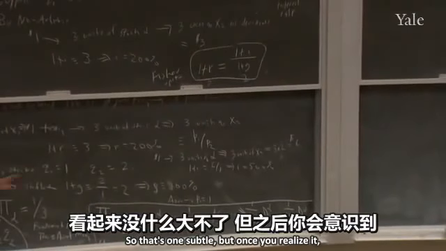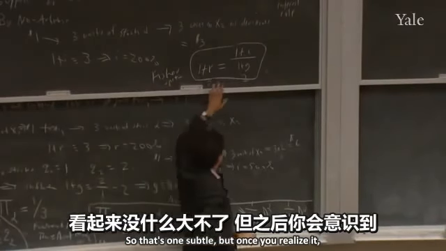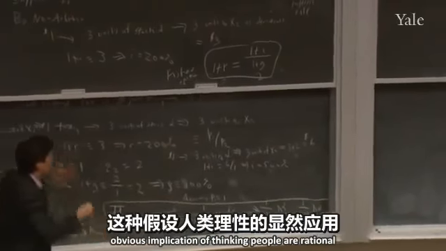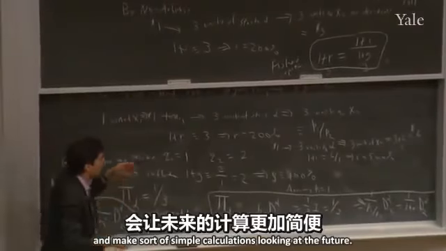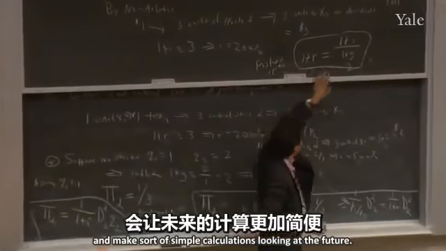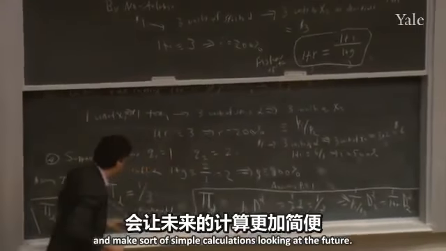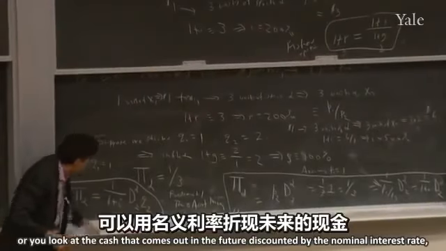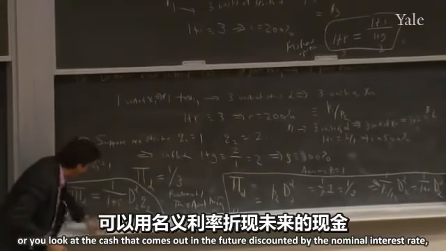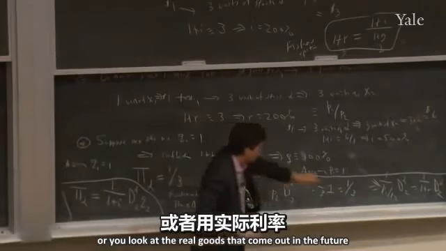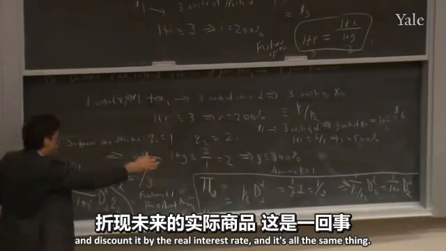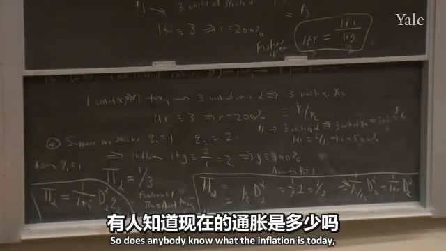Okay, and so that's one subtle, but once you realize it, obvious implication of thinking people are rational and make simple calculations looking at the future, and a consequence of that is the price of assets. You look at the cash that comes out in the future, discount it by the nominal interest rate, or you look at the real goods that come out in the future and discount it by the real interest rate, and it's all the same thing.